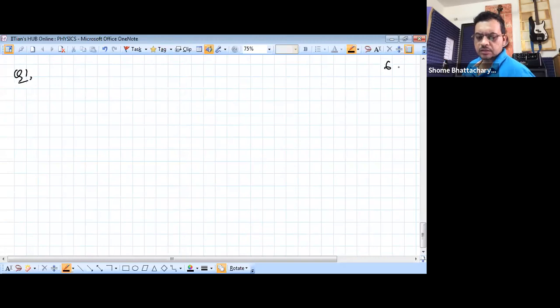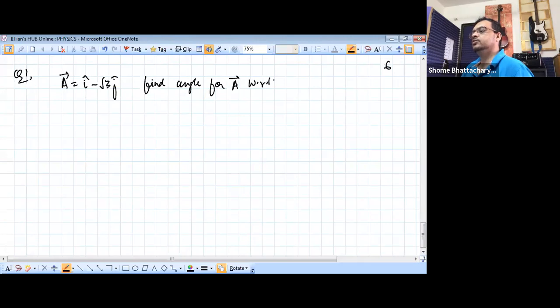Vector A is equal to, so this is just about the basics of components, i cap minus root 3 j cap. So to find the angle of A with respect to the positive x-axis, find the angle for vector A with respect to the positive x-axis.